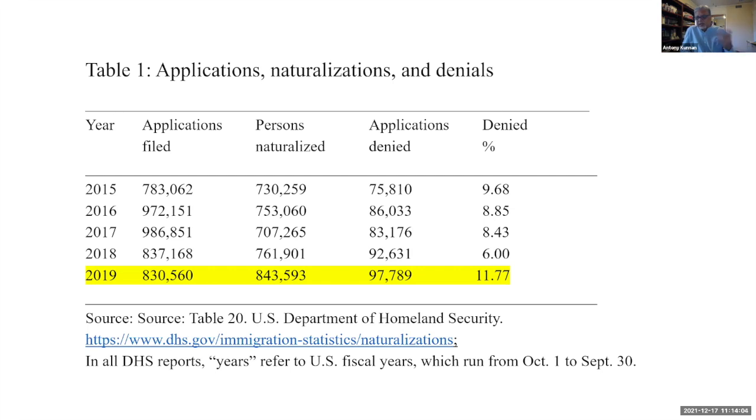But you know, it's based on the calendar year, and in some cases, if you apply in the latter part of the year, by the time you get approved, it may be the following year. So typically, I'm told nowadays the process takes at least a year. But what's important to note is that 97,789 people were denied going forward to get their citizenship. So the denial percentage has gone up. It's gone to 11.77. So these are all legal residents. And the question is, why would you want to restrict people this way?